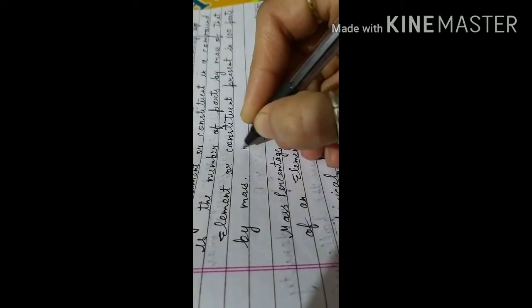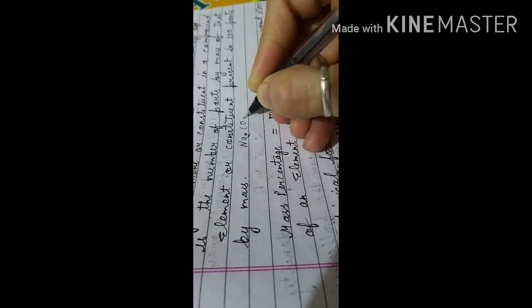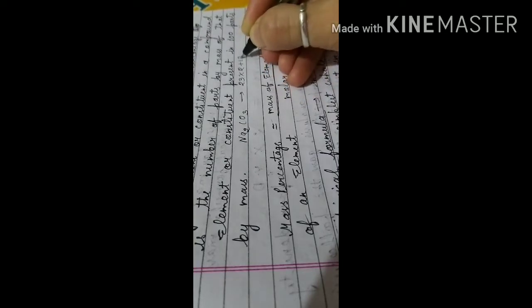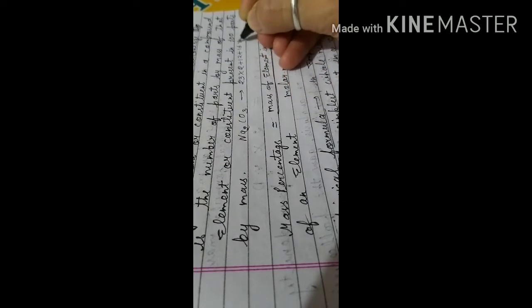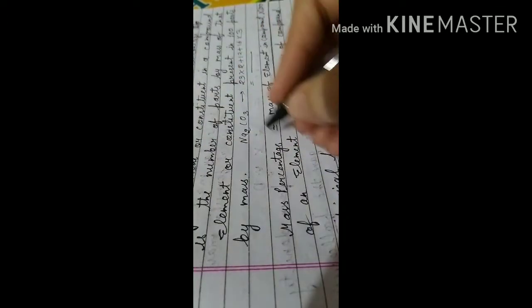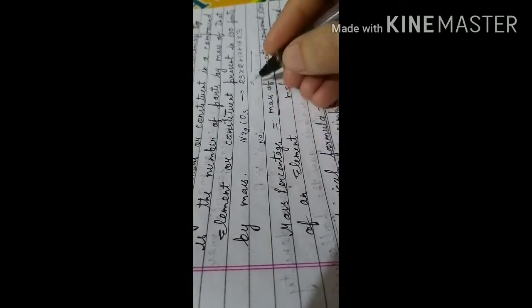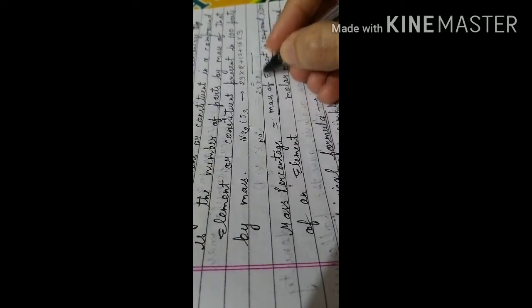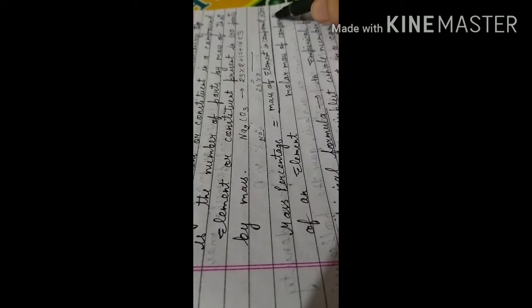Let us take an example. Suppose Na2CO3. The complete molar mass is sodium 23 into 2, carbon 12, oxygen 16 multiplied by 3. And for the mass of element, suppose we are talking about sodium, we take the mass of sodium, 23, multiplied by the number of atoms present, which is 2, then multiplied by 100 and divided by the complete molecular mass of the given compound. Okay, this is the way to find the percentage of an element.